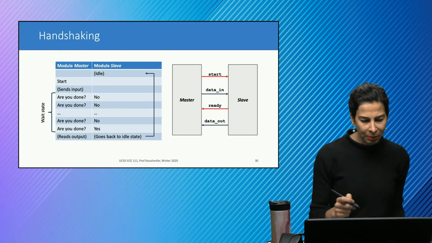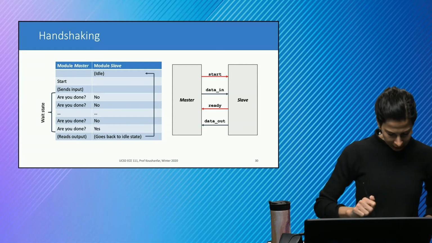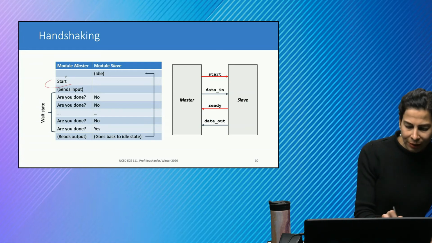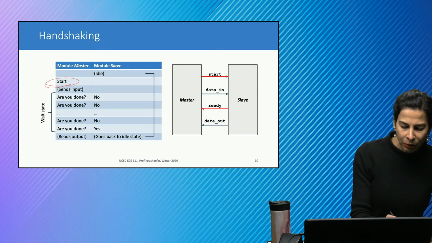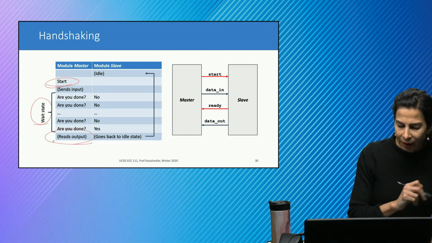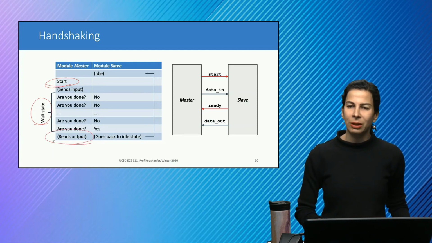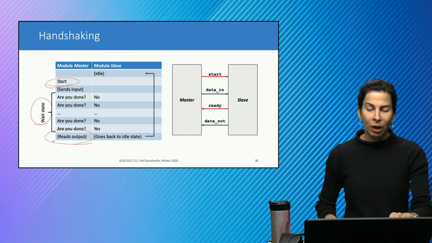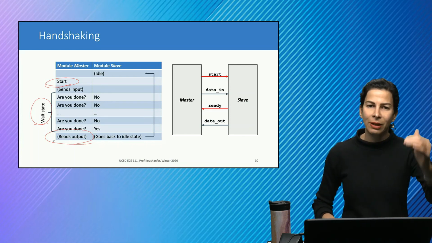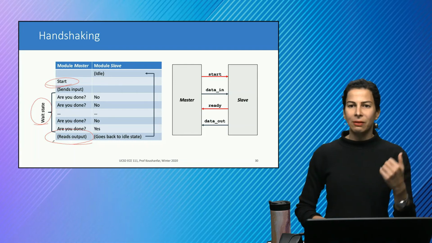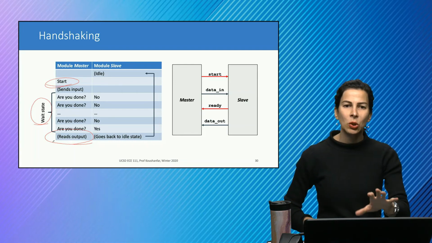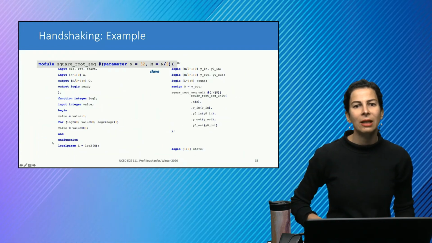Here, if you remember, we have the start state where we also send the input, then we have the wait state, and then we have this ready state where the output is ready. So in addition to the idle state that we originally had, we have these 3 states, and if we are designing a master slave, we need to define these 3 states in the code.